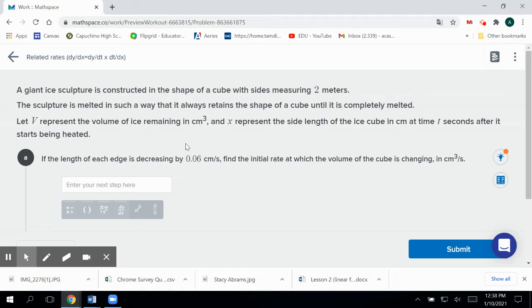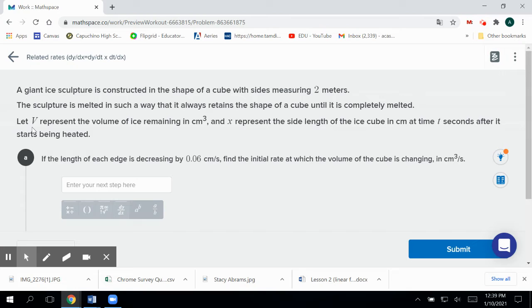This is problem number 6. So problem number 6, you have an ice sculpture that's in the shape of a cube, and you might have a different side measure. This one says 2 meters, but you might have something else. So notice though it is in meters. And then down below, it says that the sculpture is melting in such a way that it retains the shape of a cube, which is insane. That would not happen, but okay.